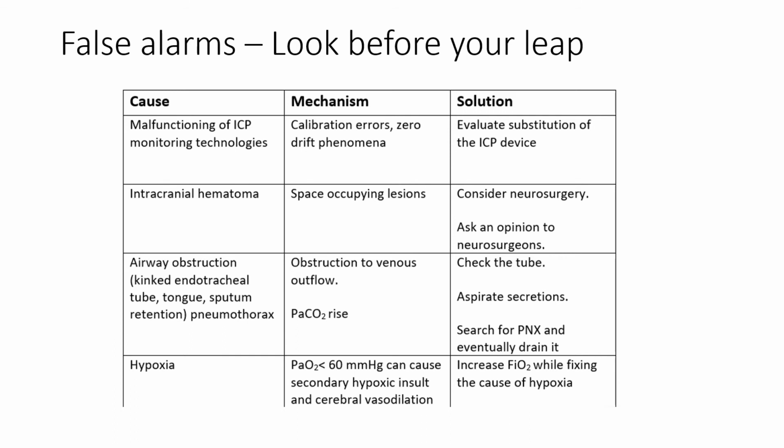When there is an intracranial hematoma, when you are monitoring ICP for a patient who already has an intracranial hematoma, and the monitor shows high ICP, don't go on treating medically, just repeat the scan and evacuate the hematoma. Like airway obstruction: when the patient is positioned, there can be airway obstruction which can give rise to raised ICP.